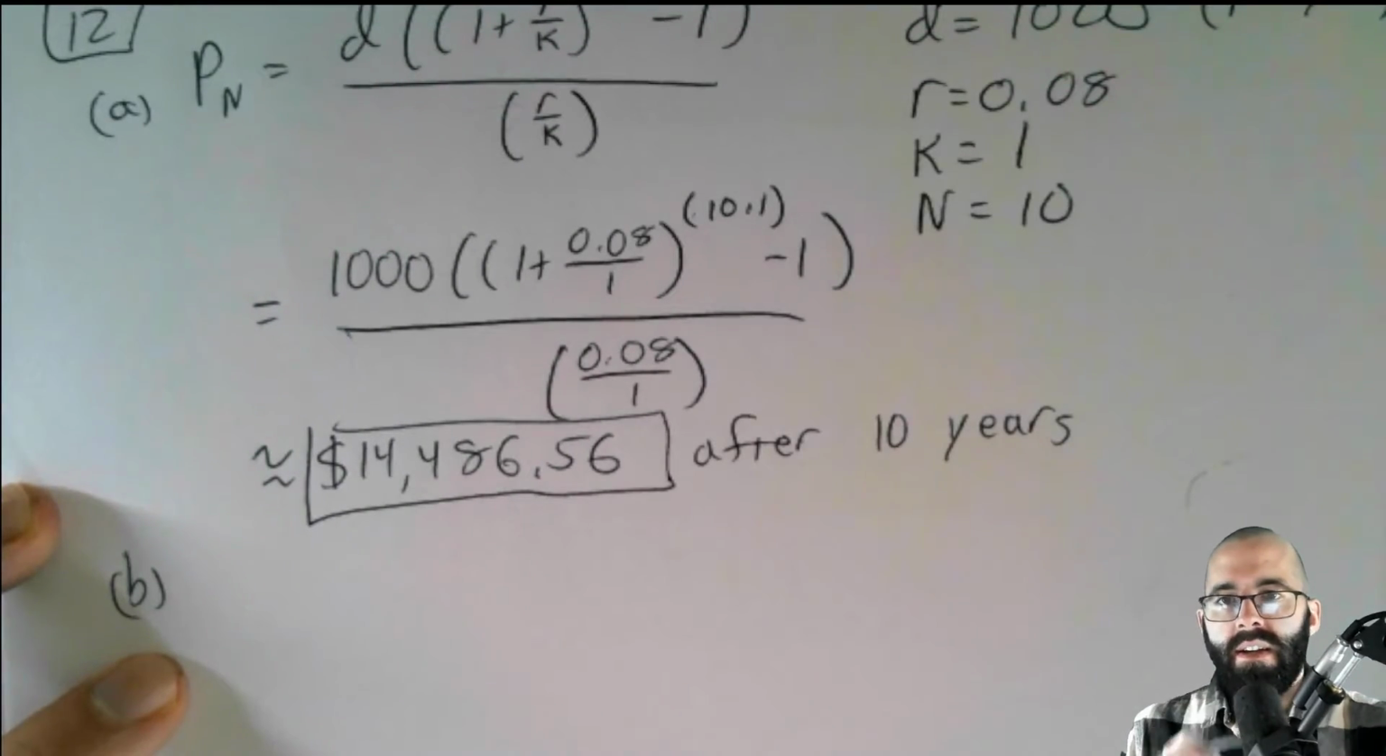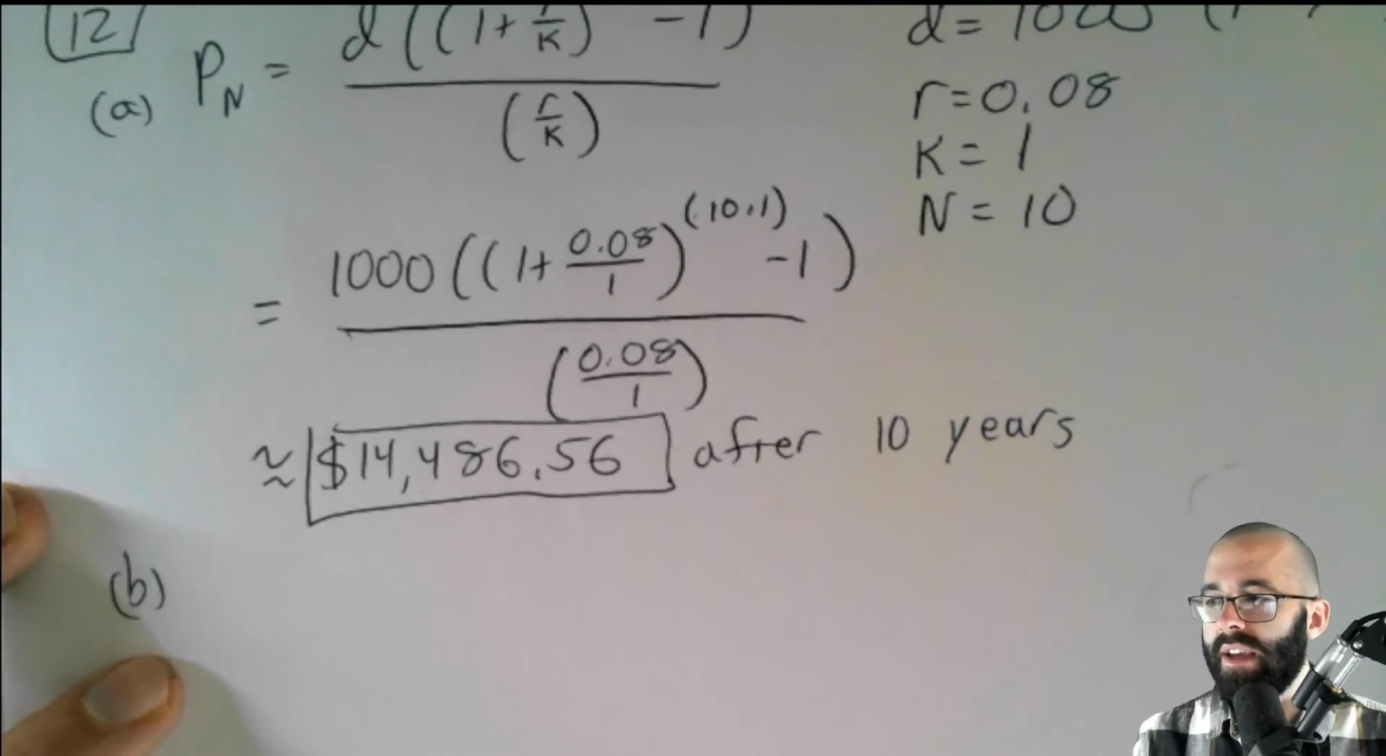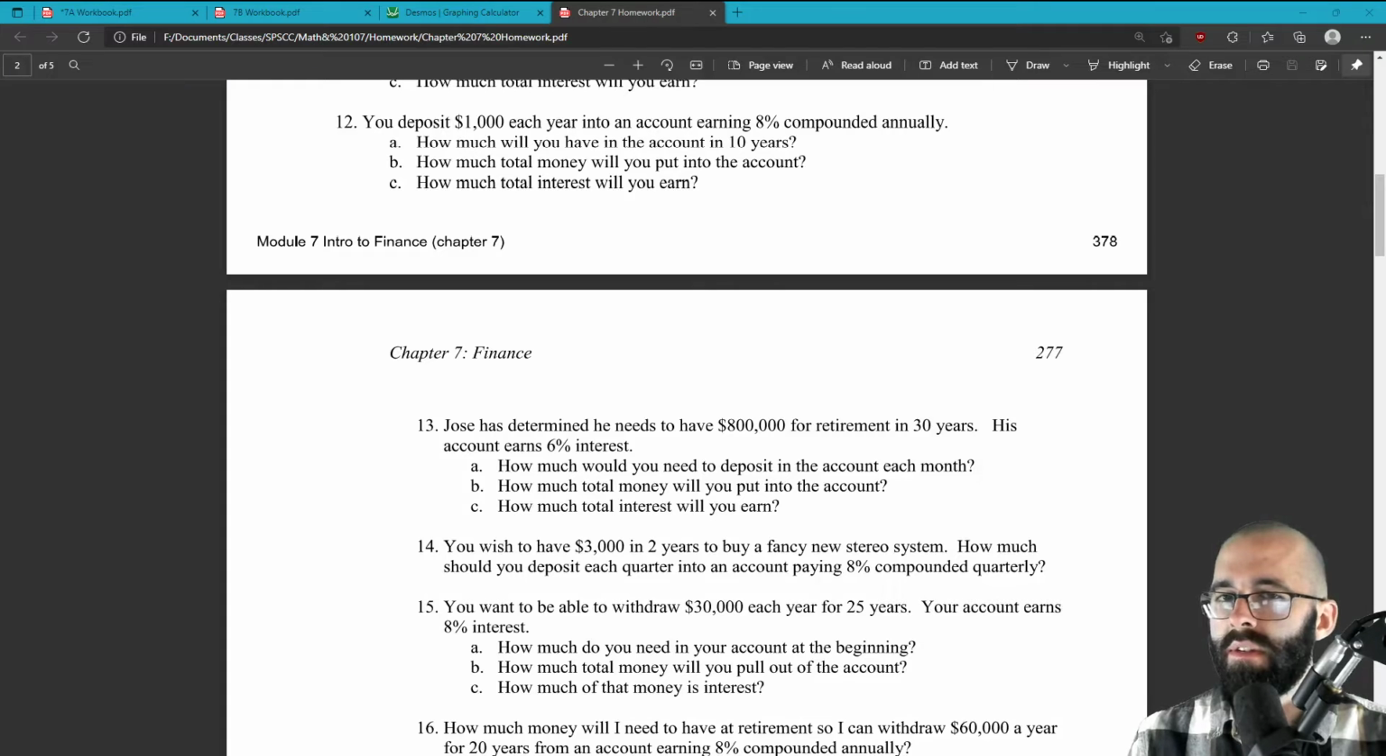Part B, how much total money will you put in the account? Careful with this one. This is how much will you have in the account. Well, part B is asking how much of that 14 grand was our money? How much of our money did we put in? Well, we're putting in $1,000 every year for 10 years.